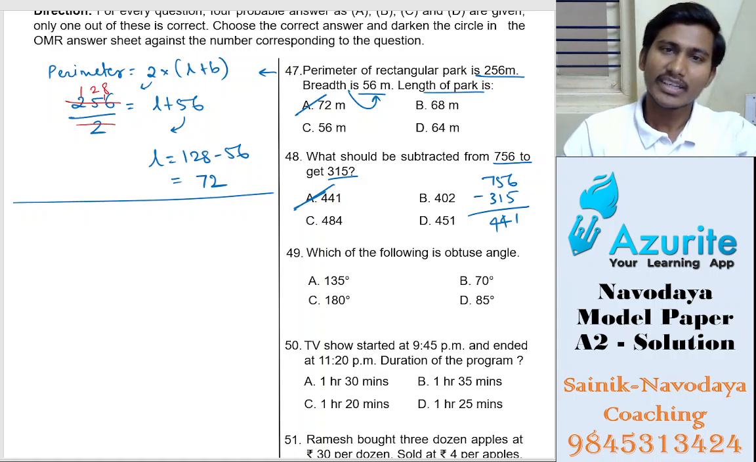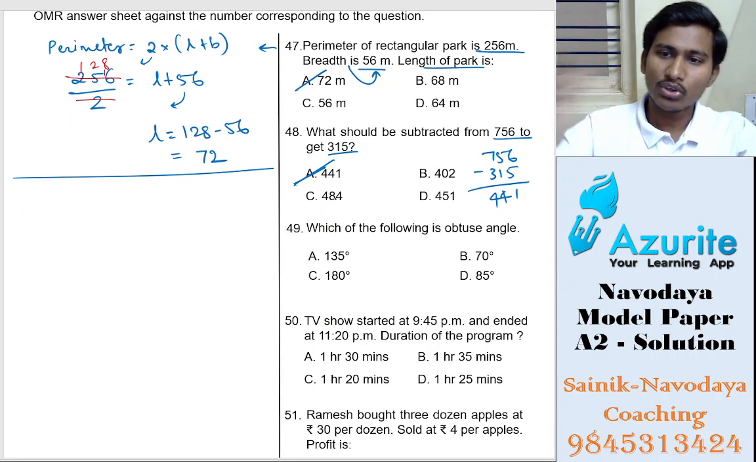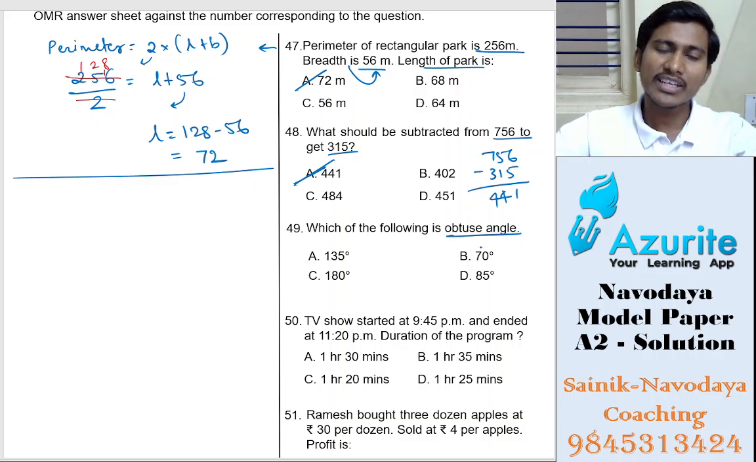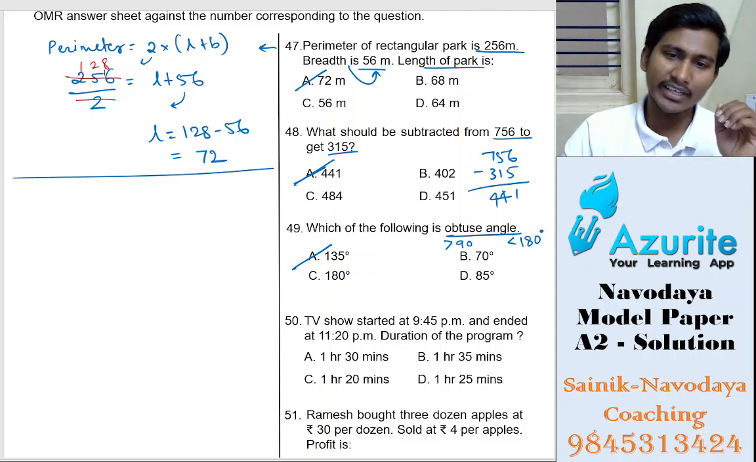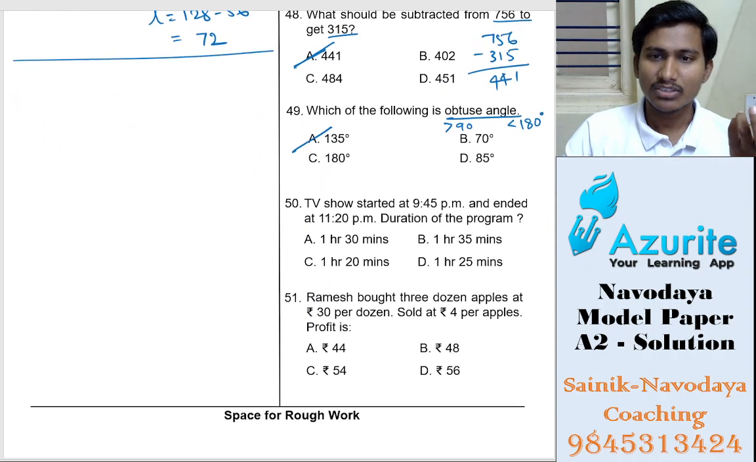Okay now? Yes? Okay. Which of the following is an obtuse angle? Obtuse angle means, we know, more than 90 degrees and less than 180 degrees. So what is the answer here? Option A, 135 degrees, right? So now question 50. What is it?